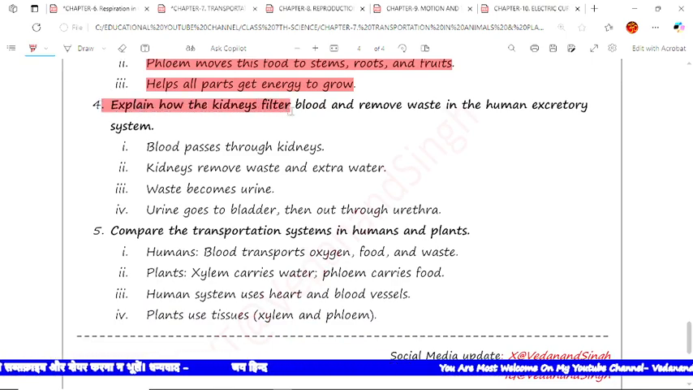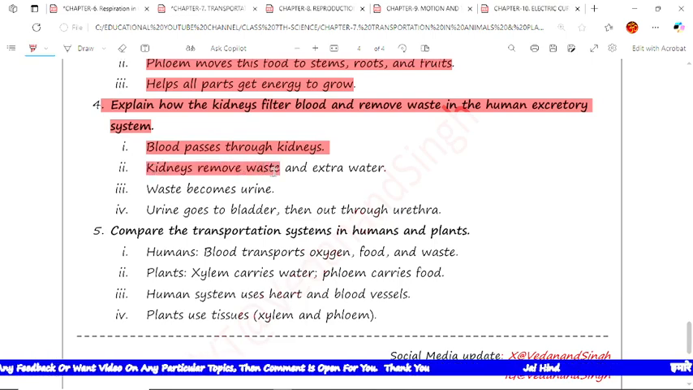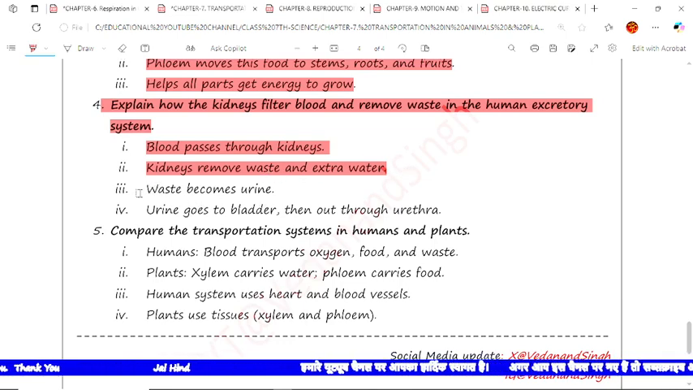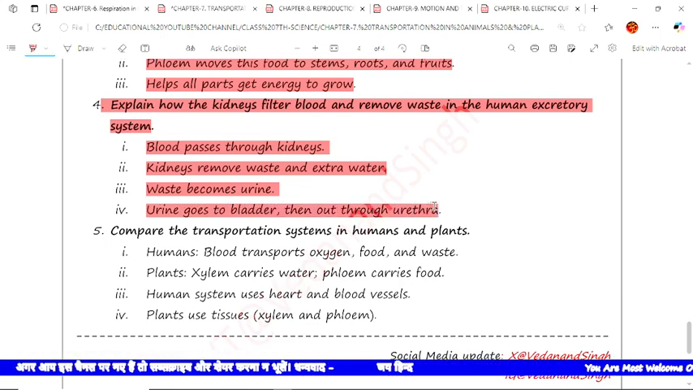Explain how the kidneys filters blood and remove wastage in human excretory system. The first option is blood passes through kidney. These are the first point. As an answer you have to write the answer in point wise. Now the next point is kidneys removes waste and extract water from the blood. Next is waste becomes urine. The next point is urine goes to bladders and then out from urethra.